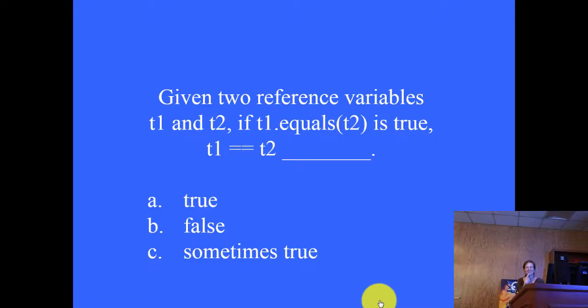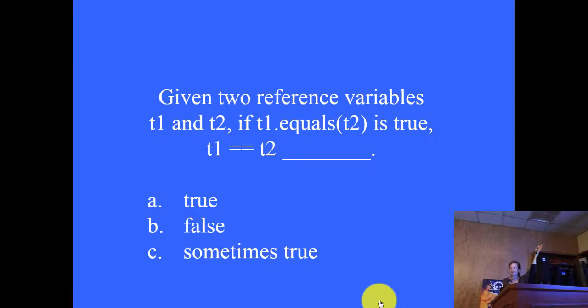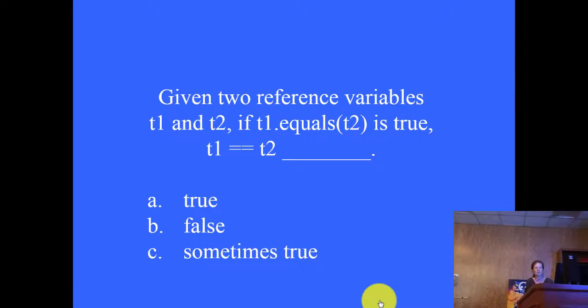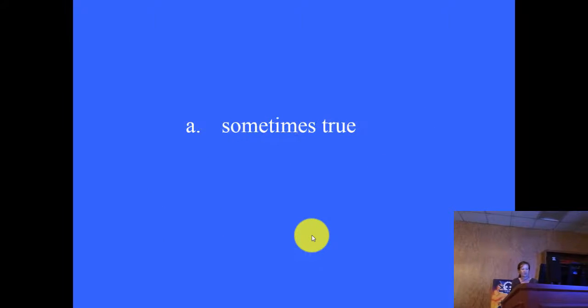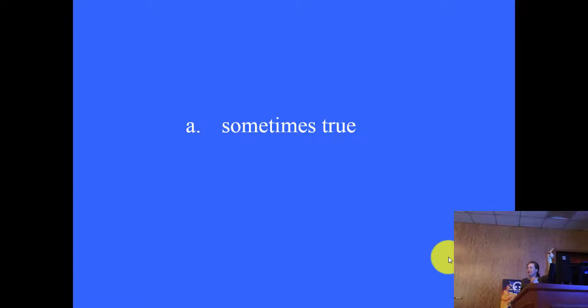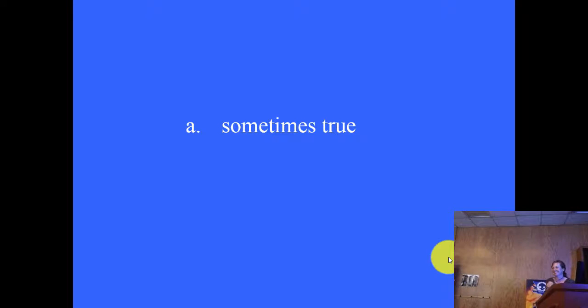Hopefully it's linked to the right place. False? Yes, it is false. And does everyone realize why this one's false? Because they could be pointing to two different places in memory and have the same value. Okay, the objects could be equal, but they could be pointing to two different places. Oh, it's sometimes true, though, because they could have the same value. They could be pointing to the same place.